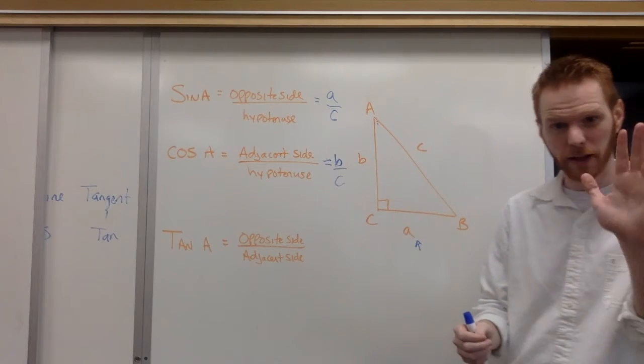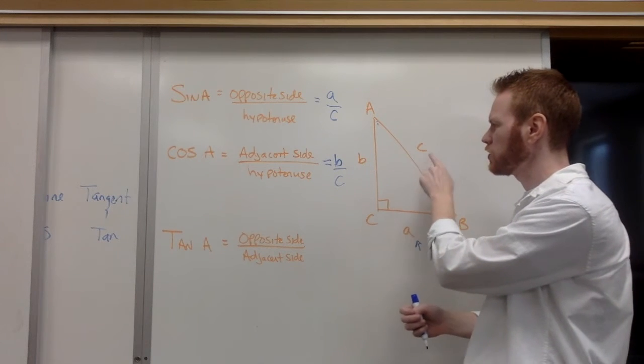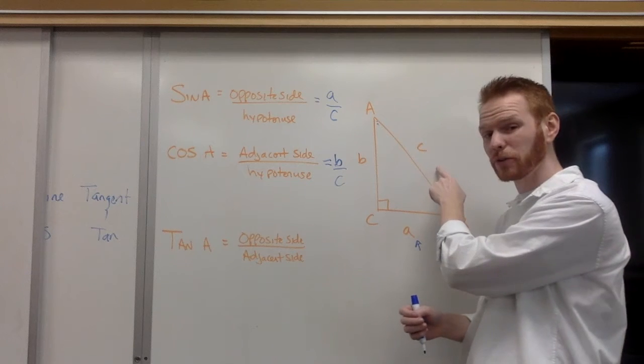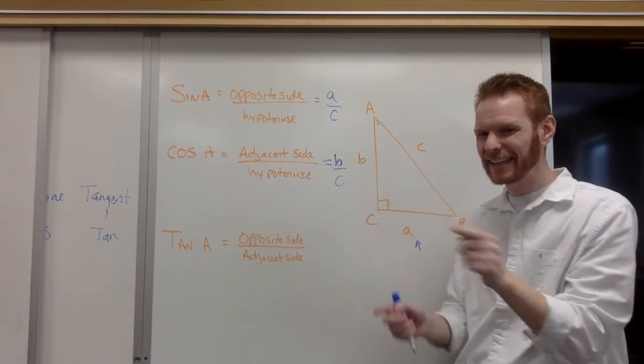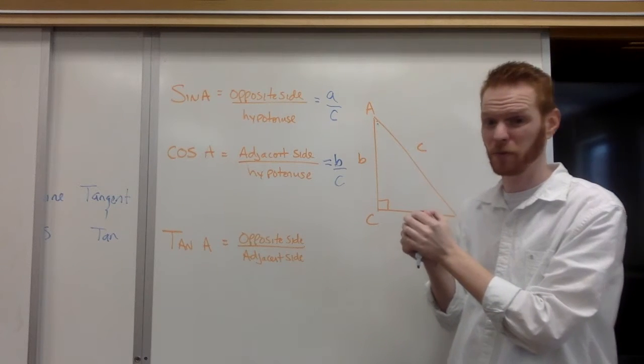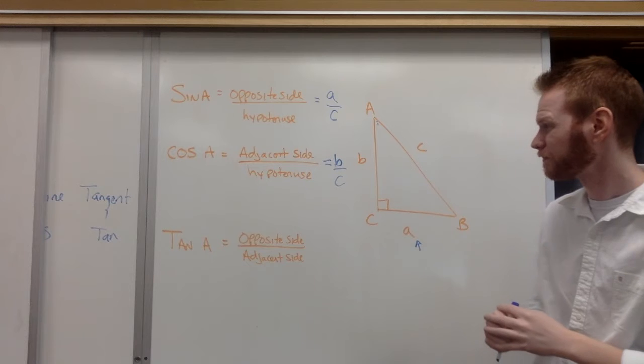Now you're probably thinking, wait a minute, you said adjacent was next to it. Isn't C next to it? It is, but C has a title. C's the hypotenuse. It can't be both when it comes to naming these ratios. Because if it was, then you'd have C over C, and that's not really a comparison.